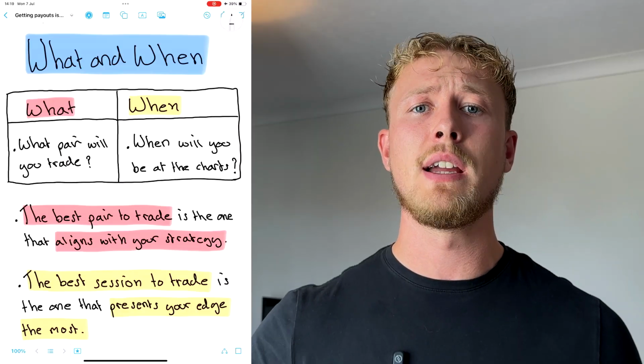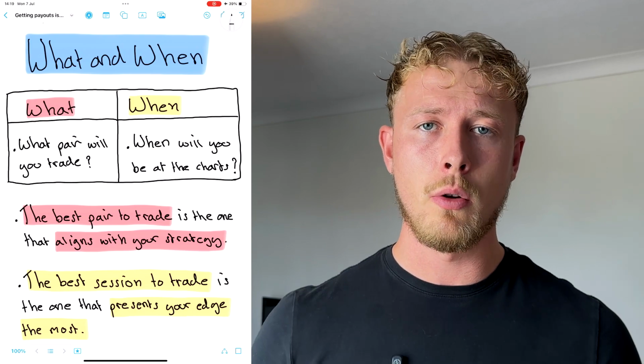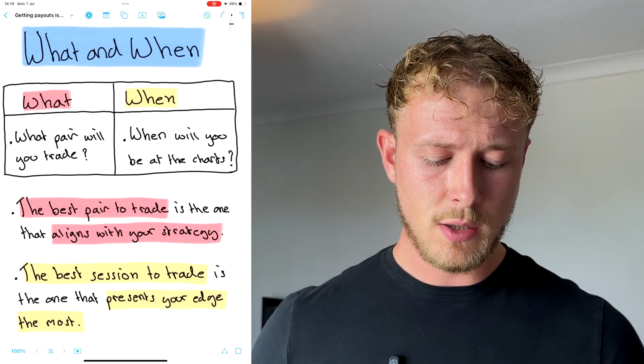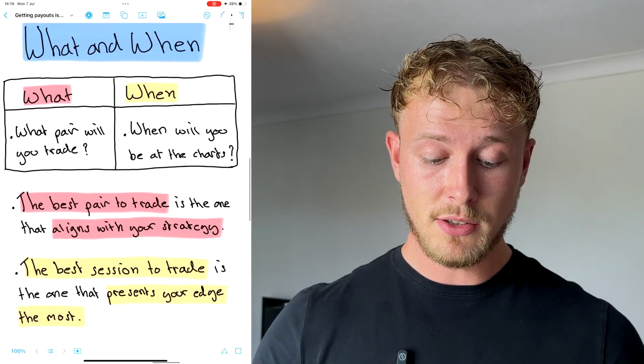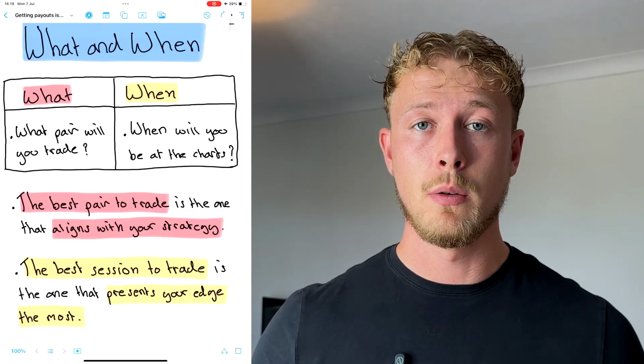What pairs do you like to trade the most and stick to those, and what pairs align the best with your own edge. So the best pair to trade is the one that aligns with your strategy, okay? And the best session to trade, as I've said, is the one that presents your edge the most.